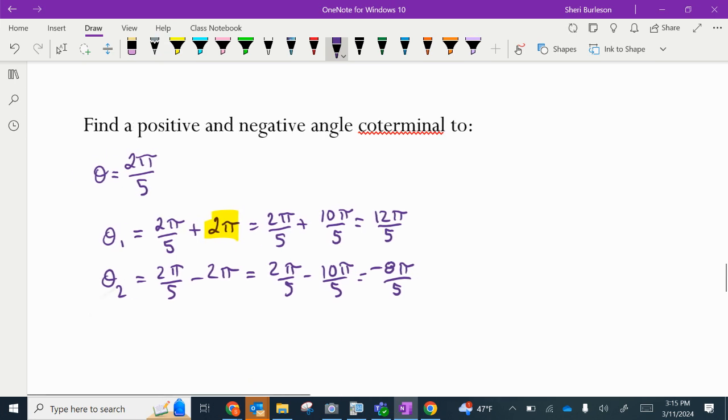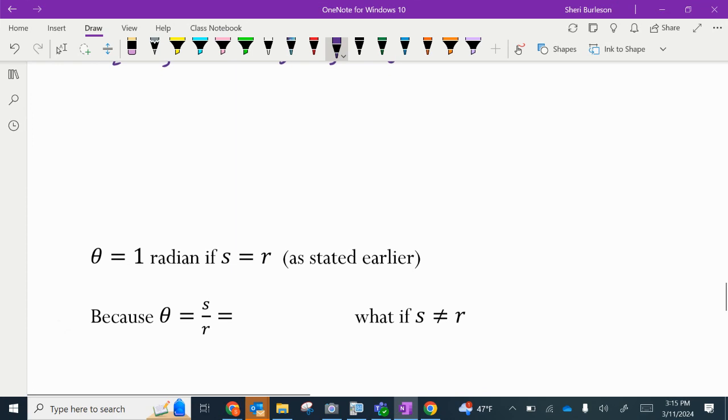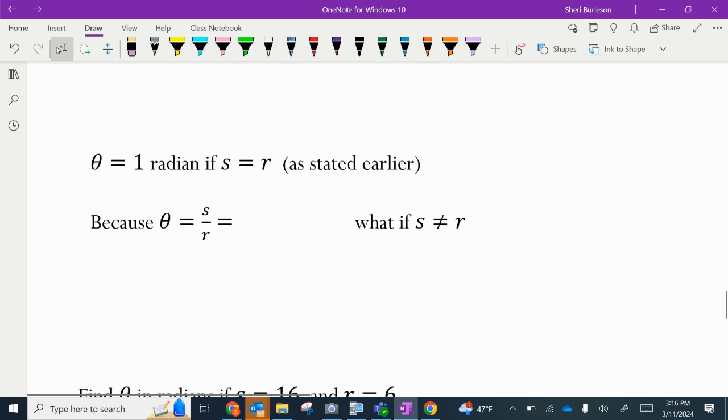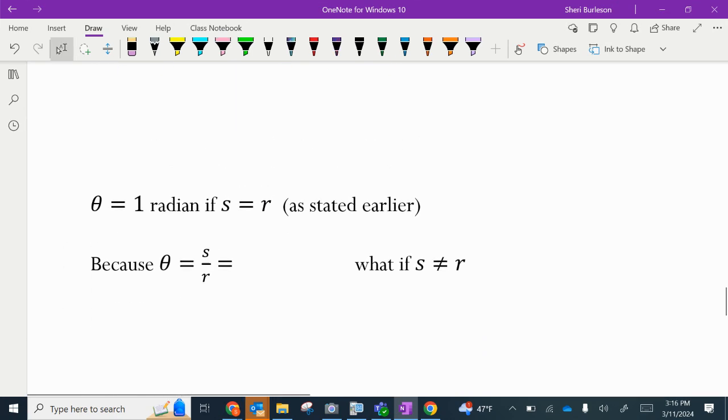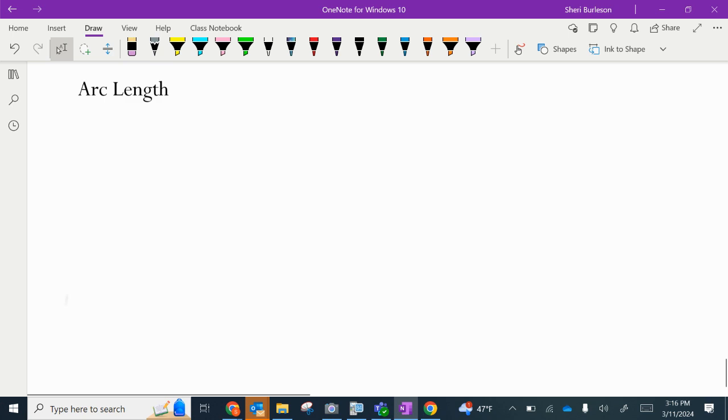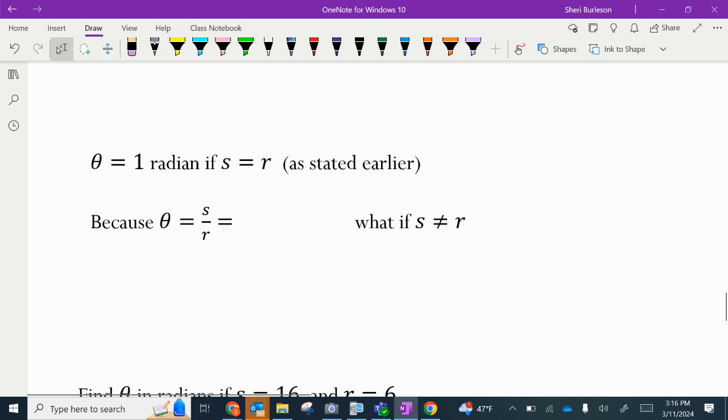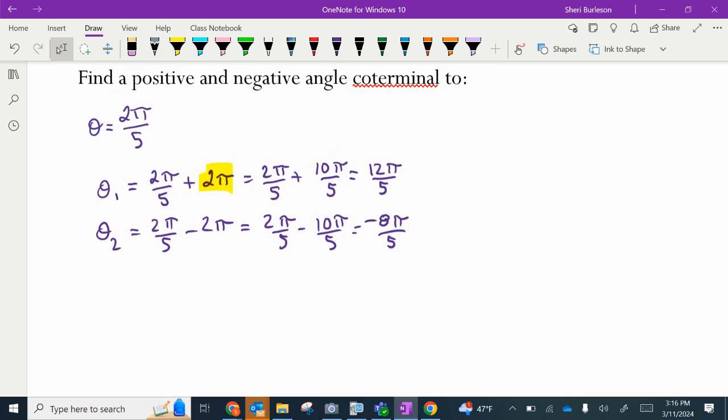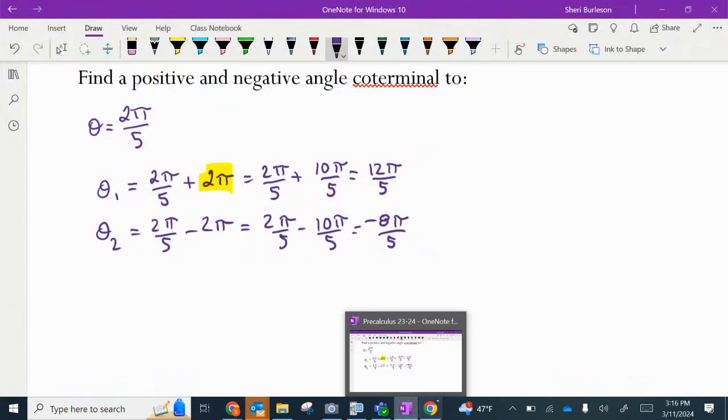Okay, we have 5 minutes left. I don't think I'm going to be able to get to that. So this much right here, I think I need like 7 more minutes. I'll make a video on arc length and I will post the assignment. It's out of the book. And then again, I'm going to try to get the angular and linear velocity video done.